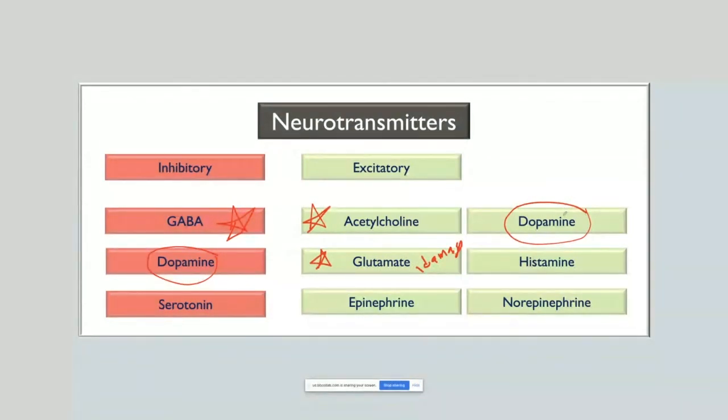Dopamine, for example, makes us feel happy, excited. Dopamine rush. While serotonin is a great neurotransmitter, but makes us feel good, not excited. It's simply feel good and calm.